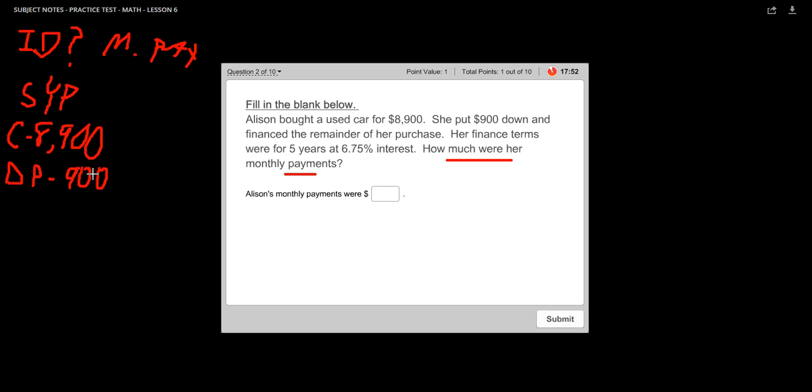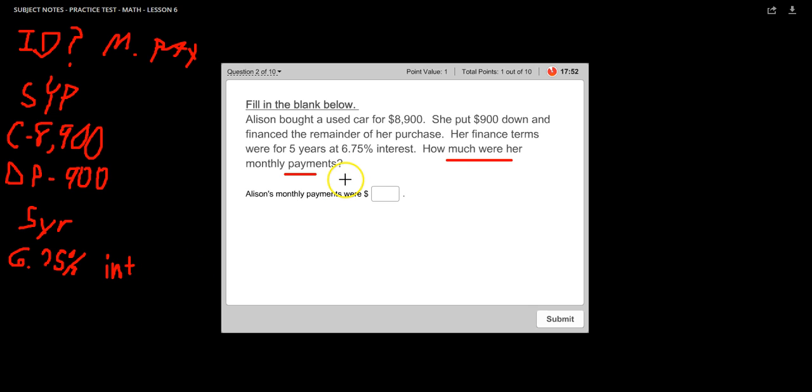And we know that the loan was a 5-year loan, and we know that it was 6.75% interest. Okay, so those are all the pieces we have.